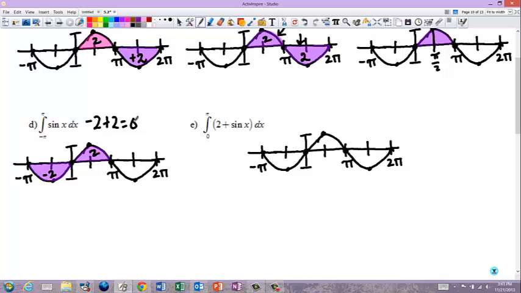And then 2 plus sine of x, this one's a little tricky because you have to move it up 2. Here's my x-axis, x, y. I want the area under the curve from 0 to pi.